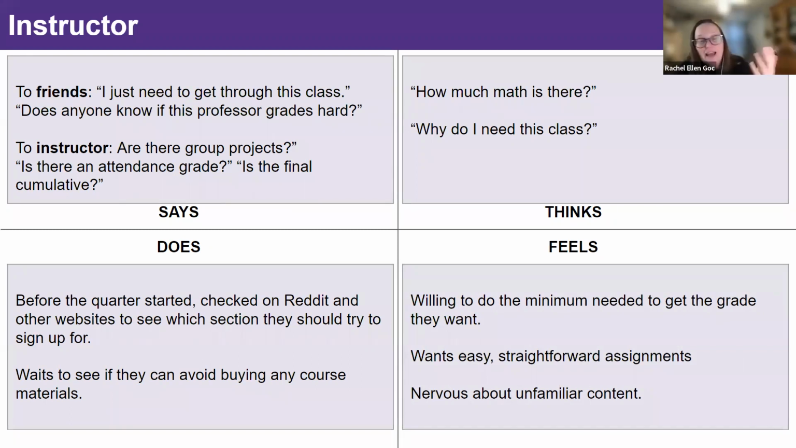Finally, what they're feeling, and we're extrapolating here, right? That they want to do the minimum to get the grade that they want. Notice I didn't say an A, although a lot of Northwestern students want A's. That may not be their goal in this class. They are focused on the grade that they have decided they need. They want straightforward, easy assignments, and they're nervous about stepping outside of their comfort zone because what's the payoff for them here? It's not my major.